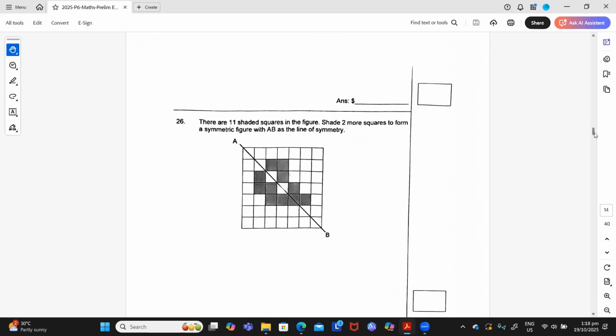Okay, let's move on to the next one, 26. So if you look at it diagonally here, right? You should see which part is missing. So this is how I should do it. You see from this way, from here to here, here to here. So from here, the missing part, you can clearly see that it is here and here. That's all.